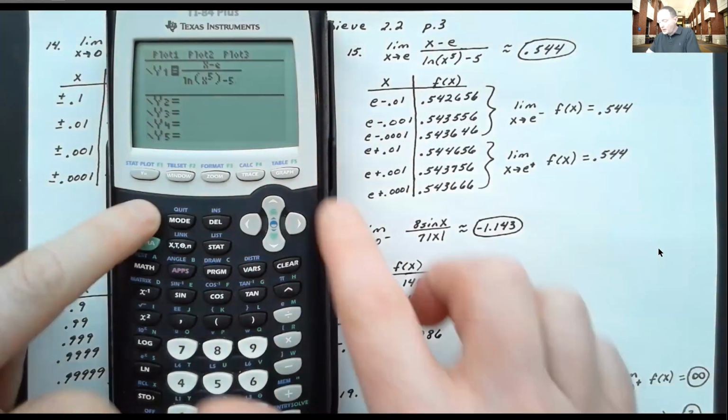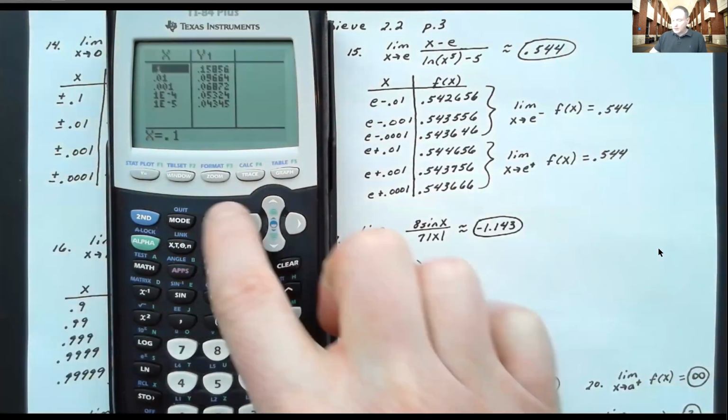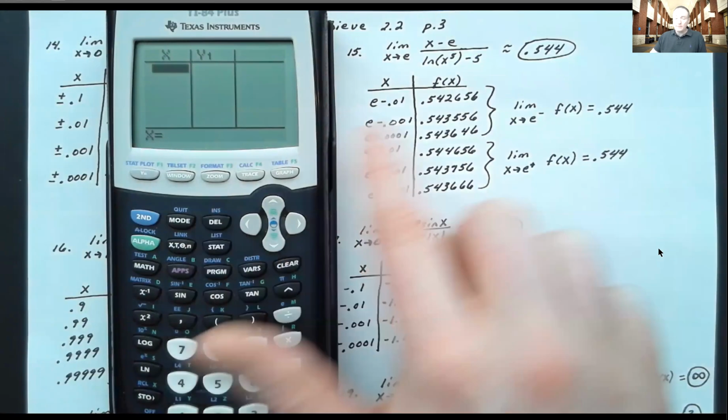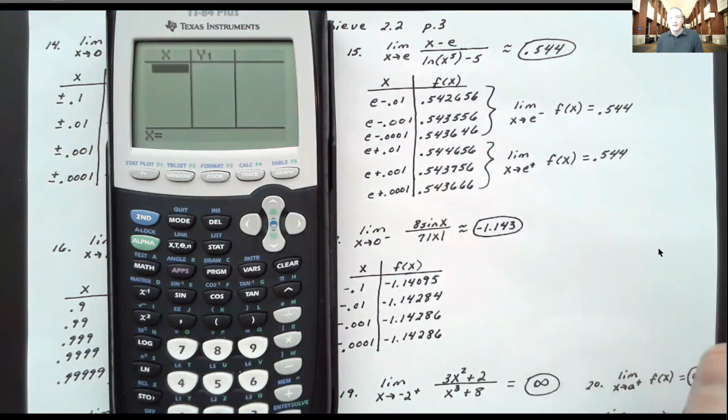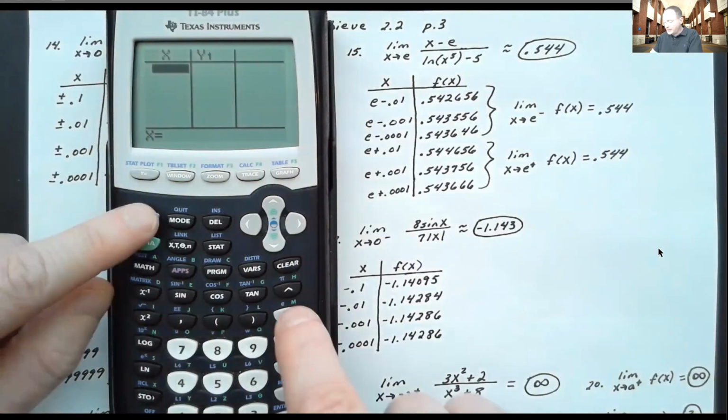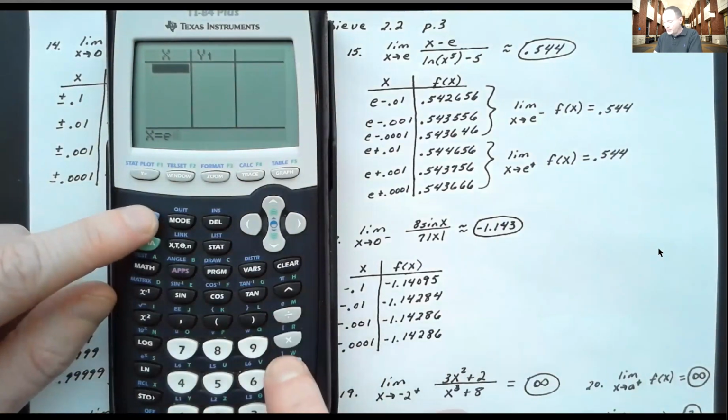Okay, I'll go second table, clear these out. And exactly how I have it entered in here is precisely what I did. You need to establish a left-hand limit and a right-hand limit. So to establish the left-hand limit, I just said, well, how about 1/100th of a unit to the left, e minus 0.01.